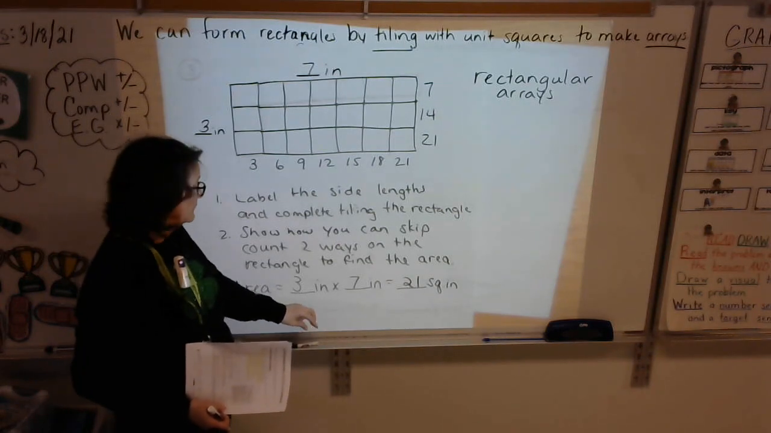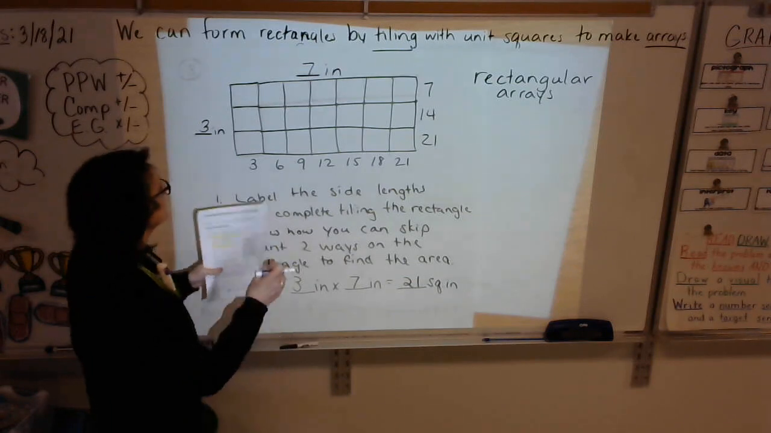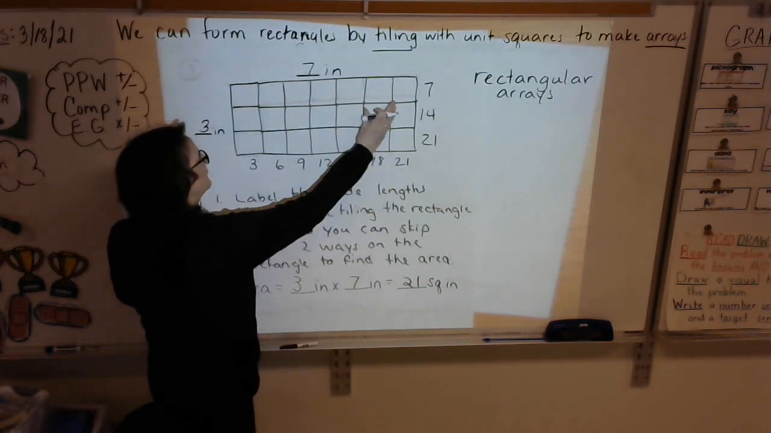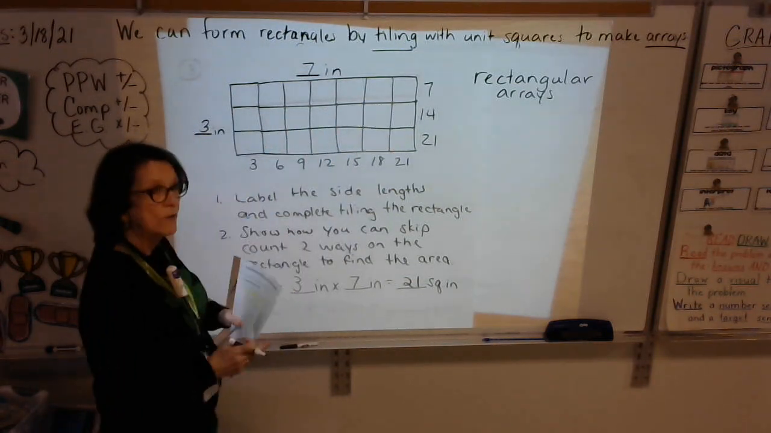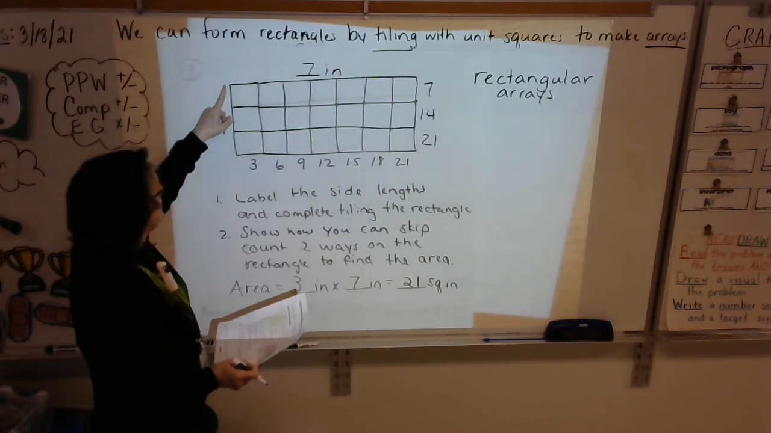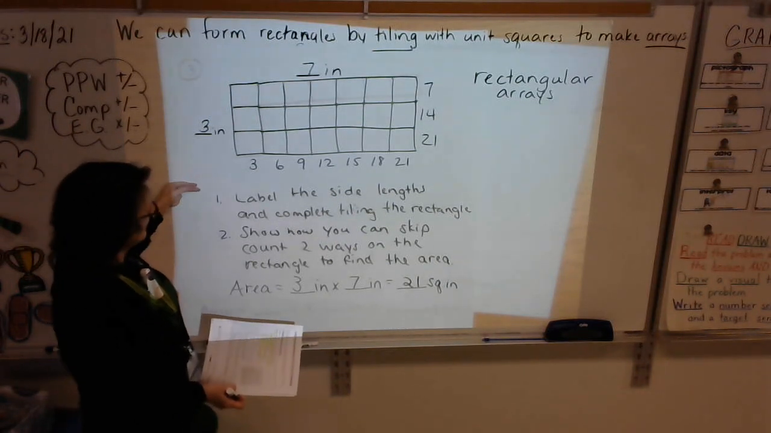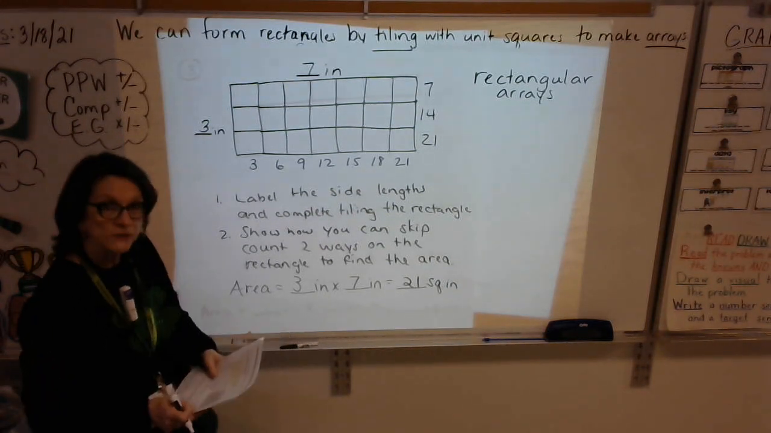Please note how we label our side lengths. We label our side lengths with just plain inches, and we label our area with square inches because these are all squares and areas, the whole inside of that rectangle, what it covers. Whereas the side lengths are just from here to here, and those are just plain units. Okay? So that's another one that I would like you to finish on the template.